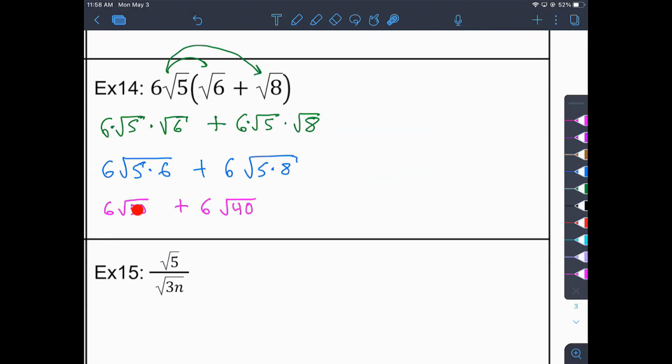Well, this 30 is pretty easy because it reduces to a 5 and a 6. And a 5 is a prime number, and a 6 only breaks into a 3 and a 2. And notice that 5, 3, and 2 are all prime numbers, and none of them are repeated. And you would need them to be repeated so that you could pull out a whole number. And since none of them are repeated, it won't go any further.